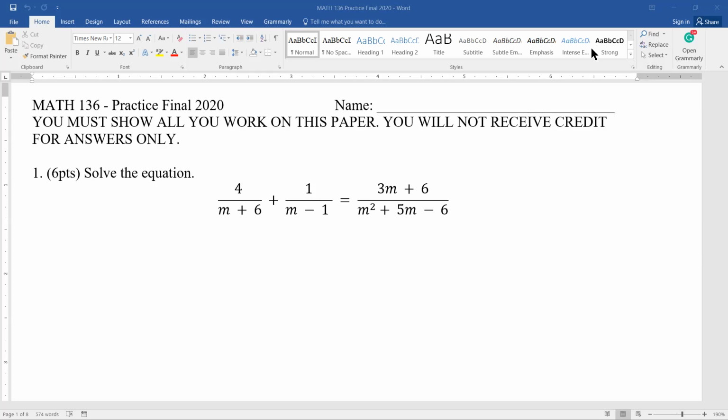If we've done this correctly, we should be able to cancel out the denominators of all the fractions. So this first one, the m plus 6's, will cancel. That leaves us with 4 times m minus 1 plus the second fraction, we can cancel out the m minus 1's. That leaves us with 1 times m plus 6 equals, and then for that last fraction, both denominators will cancel with what we were multiplying by, in this case, our least common denominator. That leaves us with 3m plus 6 in the numerator.